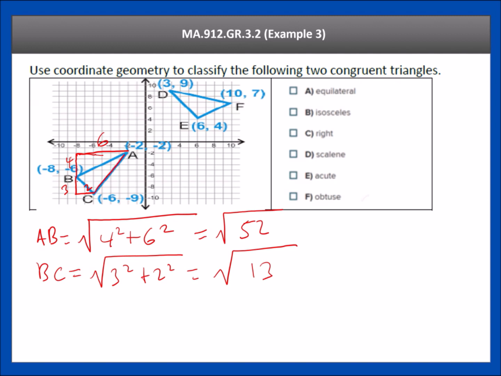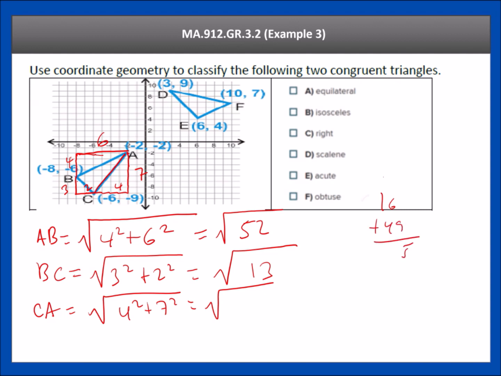And then you got AC, so it goes 1, 2, 3, 4 spaces here, 1, 2, 3, 4, 5, 6, 7 spaces here. Again, just subtract the negative 9 minus negative 2, that's going to give you 7, right? Oops, wrong one here, sorry. CA equals square root of 4 squared plus 7 squared. So you got square root of 16 plus 49, that is 65.